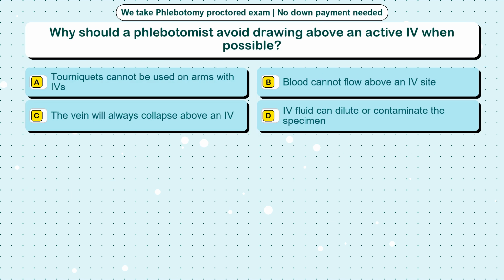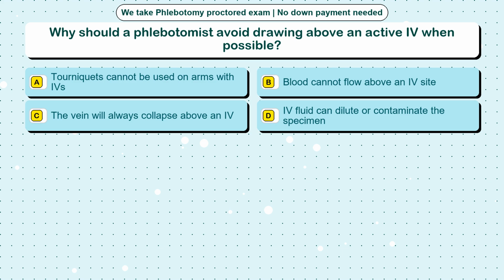Question 47. Why should a phlebotomist avoid drawing above an active IV when possible? Option A, tourniquets cannot be used on arms with IVs. Option B, blood cannot flow above an IV site. Option C, the vein will always collapse above an IV.